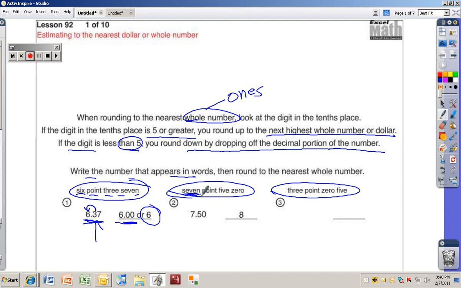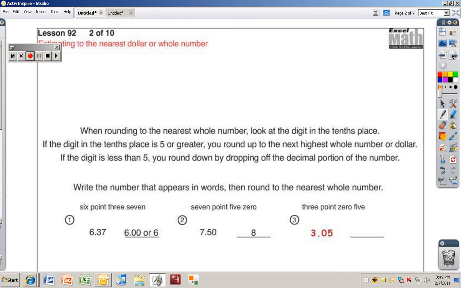The next one says 7.50. If we're at the whole number place, we look to the right. That tenths place tells me to round this number 7 up. All right, so that goes to 8. The next one says 3.05. 3.05 is what you should write right there. Go ahead and fill that in on your paper. And here's the whole number place. Look to the right. What does the 0 tell us to do? Not to bump it up. Leave it alone, right? So the answer is 3. Hopefully that's real easy for you.